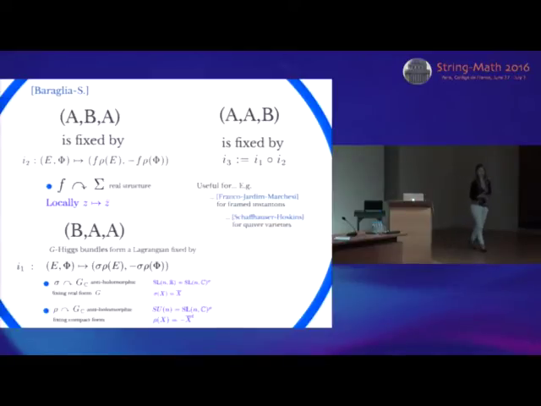And through this real structure, you may define a second involution. So it's the one that I called I2, which sends E, phi to F rho E and minus F rho phi. What it's doing is it's an involution, it's a holomorphic involution in your moduli space, and the fixed point set of this involution gives you an ABA brane. And if you compose these two involutions together, that gives you an AAB brane.